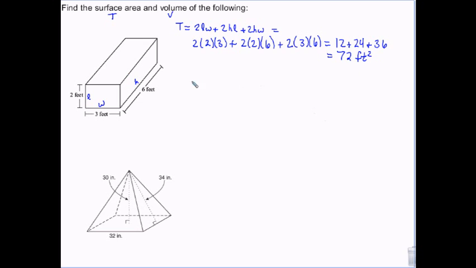Okay. The volume is length times width times height, so 2 times 3 times 6. So 6 times 6 is 36 cubic feet.